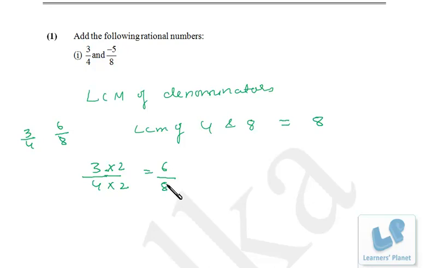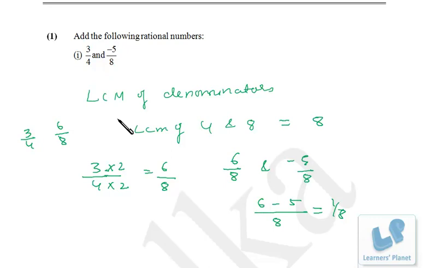Okay. Now we are having one number as 6 by 8 and the other as minus 5 by 8. Now we have the common denominator. Take it as common and the remaining operations are same as in the previous case. So it's 1 by 8. So addition of these two rational numbers is 1 by 8.